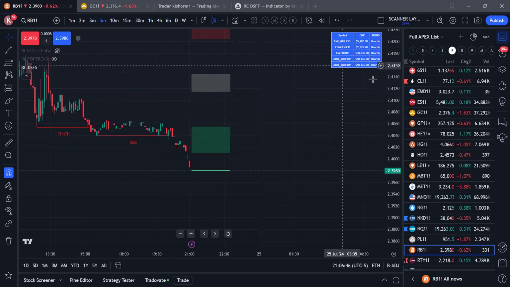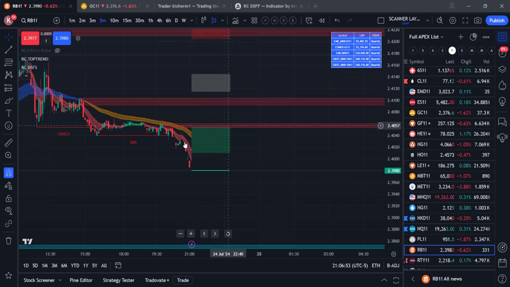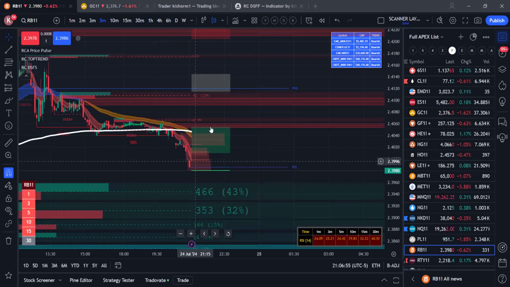So whenever something comes to the green color, then we'll go check with top trend or check with price pulse. If we see that there is a confluence, we can confidently go long.